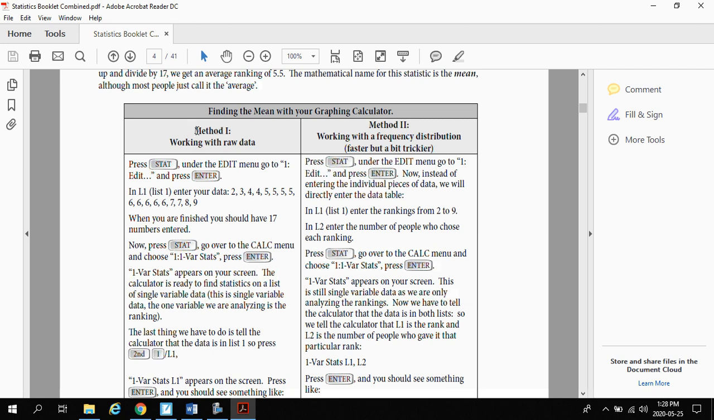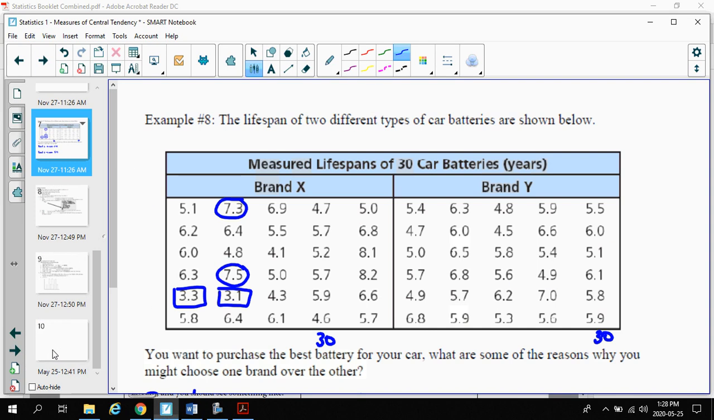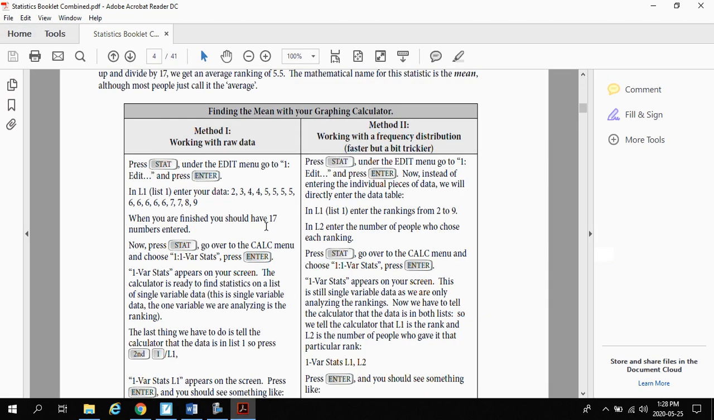So two methods. So method one is working with the raw data. I'm going to see if I'm not. I made a mistake. I don't have it in here. So these get you the same thing in the end. It's not a big deal.